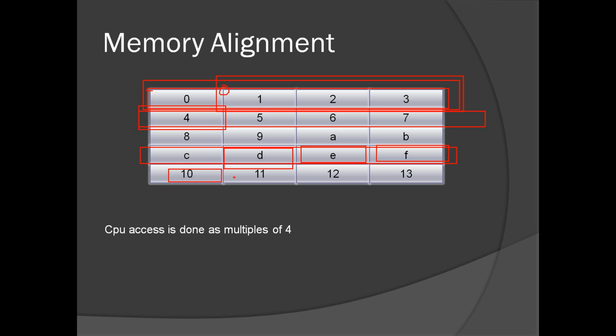The answer is by design of the CPU. That is how the CPUs have been implemented. All these addresses here are 4 byte aligned. CPU is okay with this kind of addresses. This is not, and this is not, and this is not.